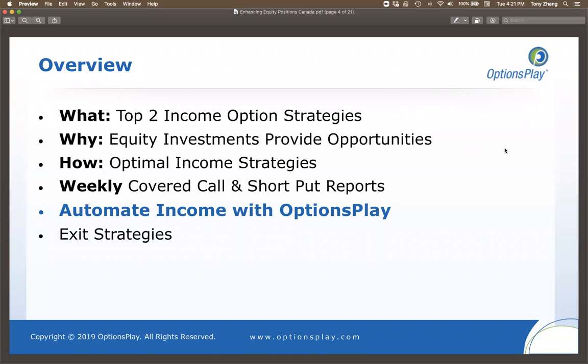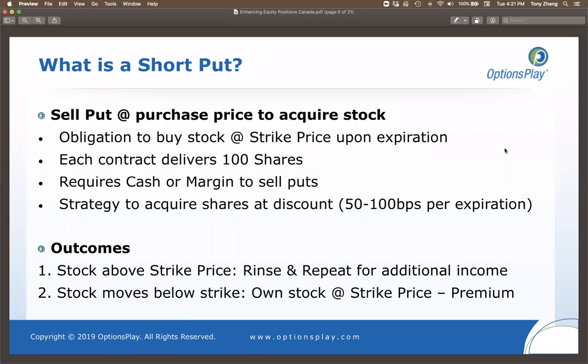Everything that we're going to create here today is really designed to not just show you the strategy, but more importantly, make sure that you have the tools to implement it. So the reports are designed to help you implement. The automated income strategies within Options Play is designed to help you implement. And then lastly, we'll wrap this up by talking a little bit about the exit strategies, how to manage these trades once you're in them. So those are the different things we're going to go over here today. A lot to cover, so let's go ahead and get started.